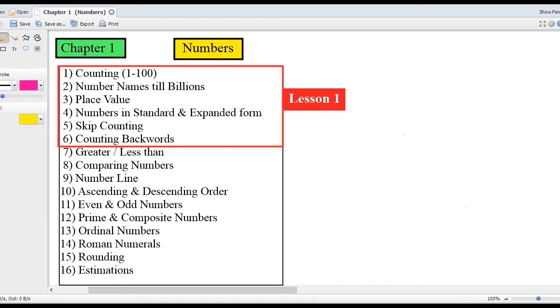So let's begin our journey of learning with numbers. Here you can see plenty of different topics on your screen, and we will cover all of them in detail. The first topic is counting. After that there is number names till billions. The third one is place value, then writing numbers in the standard and expanded form. After that, we will learn skip counting, and so on and so forth till the last topic, which is estimation. There are exactly 16 different concepts that we will cover in this chapter, right?